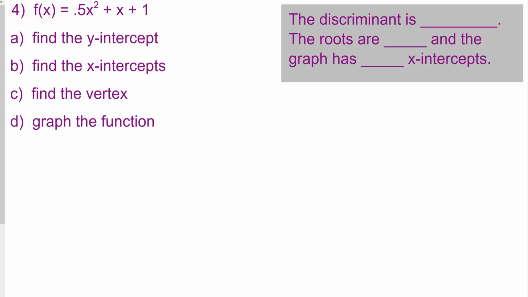All right, so we have f of x equals 1/2 x squared plus x plus 1, and then the y-intercept is going to be 0, 1. Now let's find the x-intercepts.